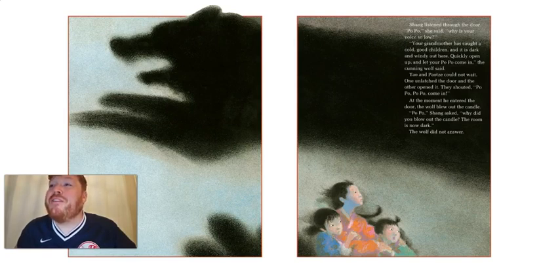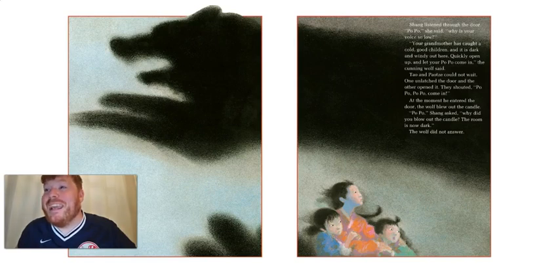"Your grandmother has caught a cold, good children. It is dark and windy out here. Quickly open up and let your Po Po come in," the cunning wolf said. Tao and Peotzi could not wait. One unlatched the door and the other opened it. They shouted, "Po Po, Po Po, come in!"